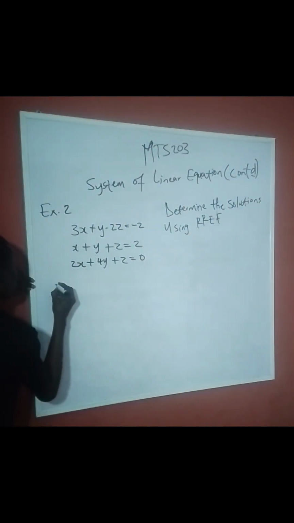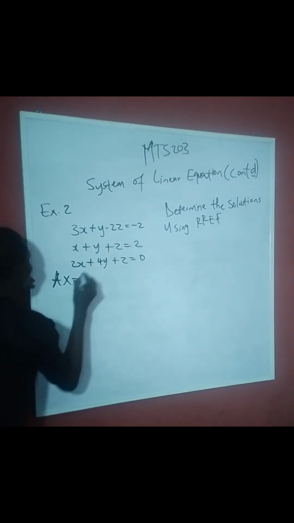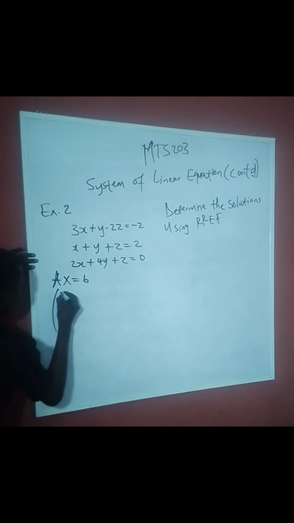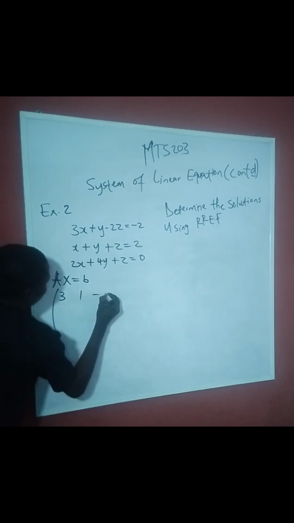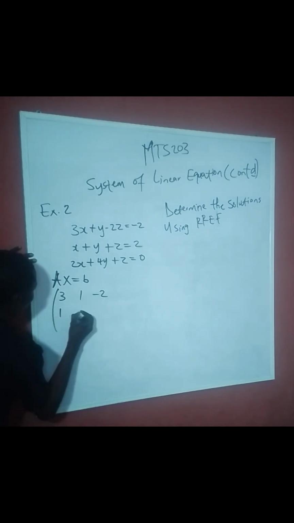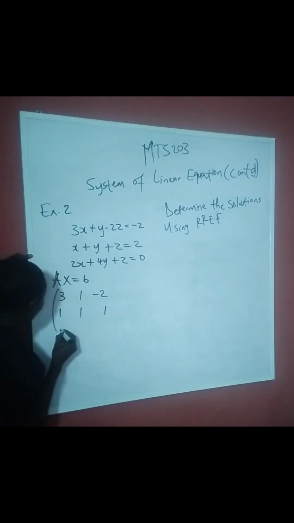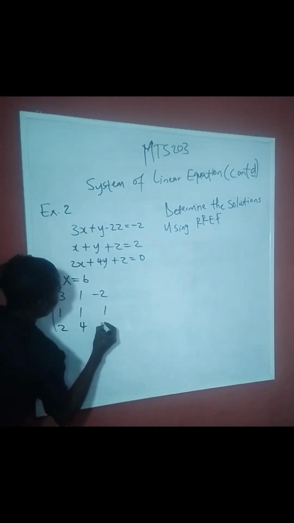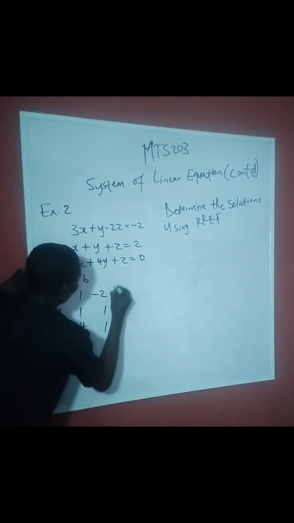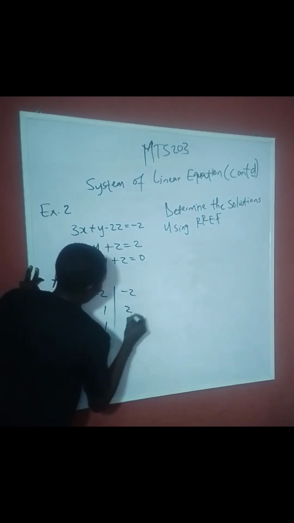I have to put it in this form: Ax equals b, which is the same thing as 3, 1, minus 2. Don't forget, I told you we slot the coefficients as arguments in a matrix, and also 2, 4, 1. So draw a line like this: minus 2, 2, 0.